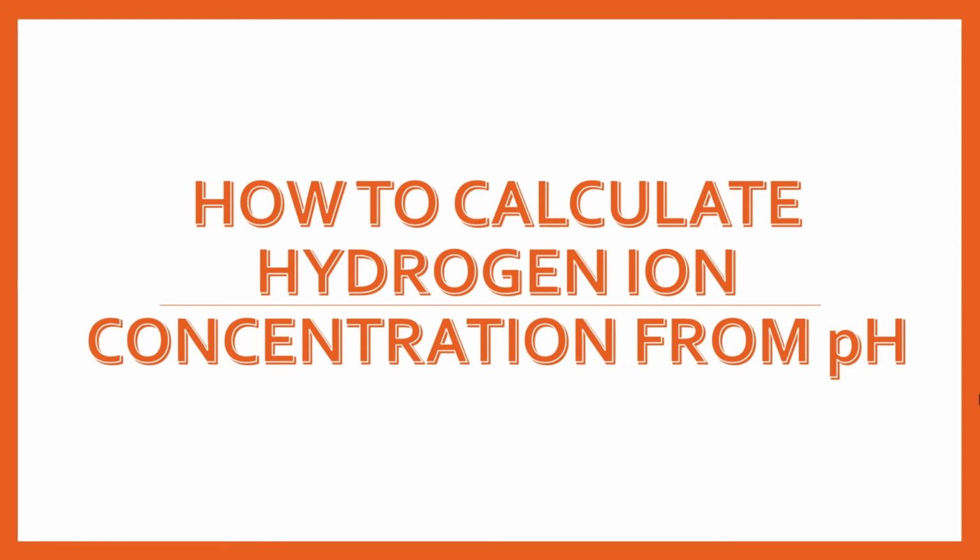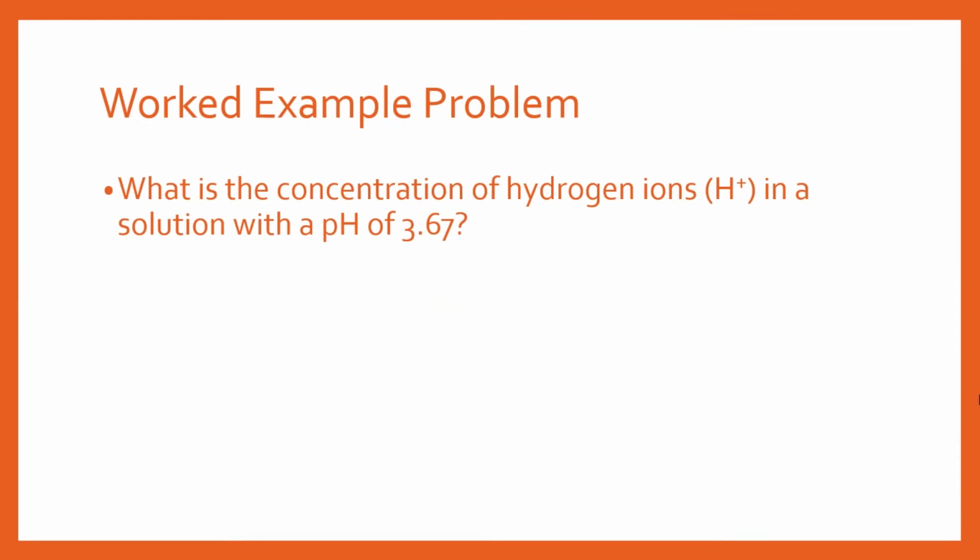In this video, I'm going to teach you how you can calculate the concentration of hydrogen ions simply from the pH. So let's look at a worked example. So what is the concentration of hydrogen ions, so your H+, in a solution with a pH of 3.67?